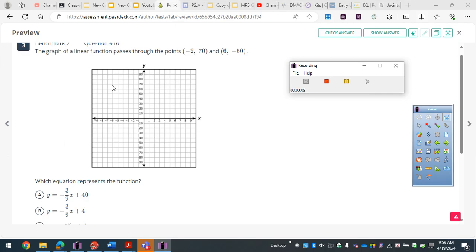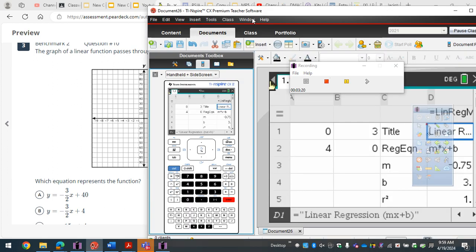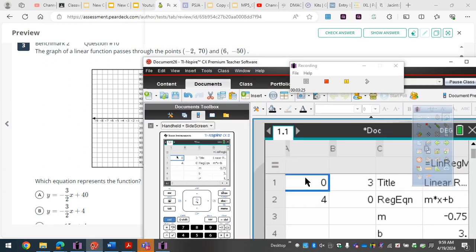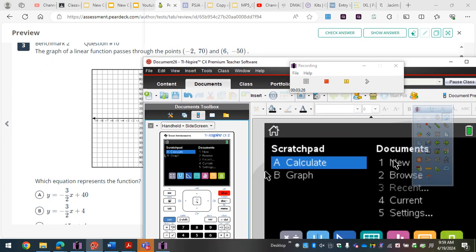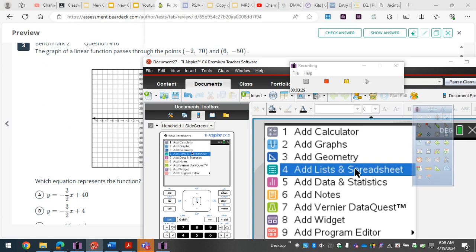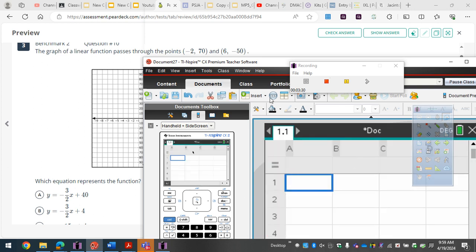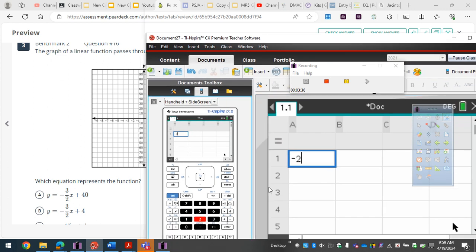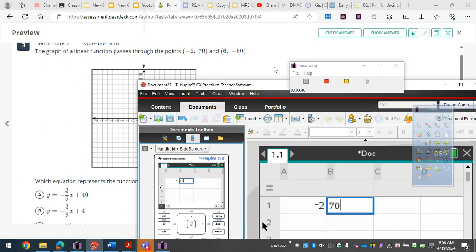So this one here, the graph of a linear function passes through the points. So there's many different ways of doing it. Actually, I can do the list in spreadsheet. It's pretty easy. Luckily, it gave you the points. So I'm going to go and turn on the calculator. Yes, if we've done several before, you can just type over the numbers. It's not even fair how easy this test becomes. And you know what? Let me just do a new document. Okay, they're going to make the numbers -2 and 70. And 6, -50.